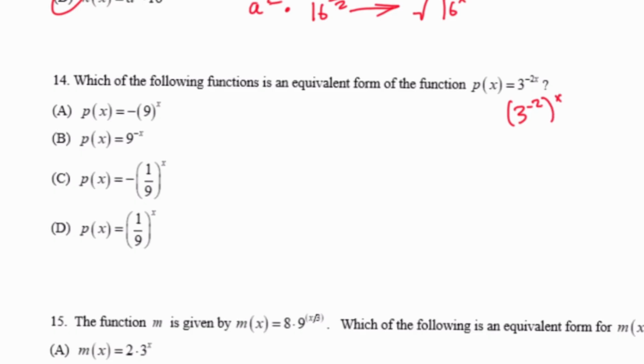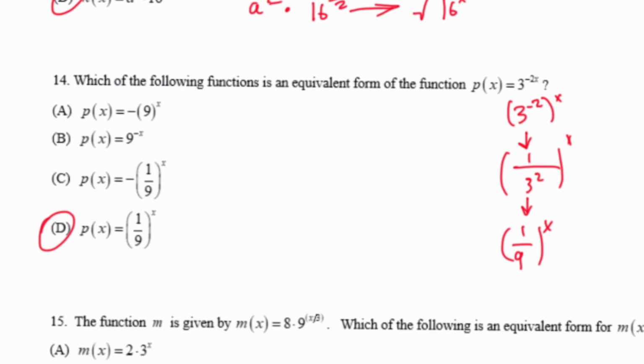So good. Now 14, we have a negative number here, so let's just separate first. And we know we can't do 3 to the power of negative 2, but we change it into the fraction, so it's 3 to the power of 2 to the power of x, and that changes to 1 over 9 to the power of x. And so that's our answer. It should be d.